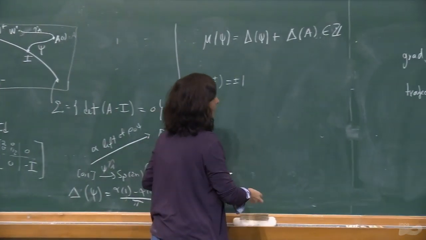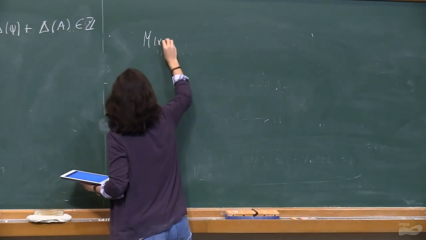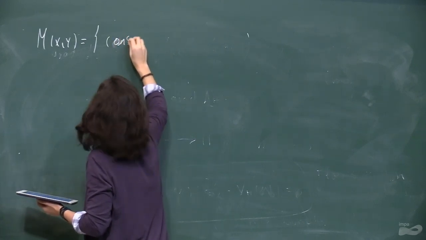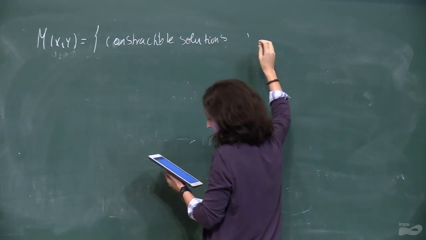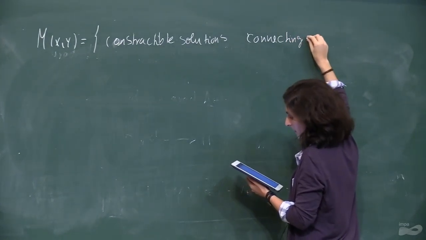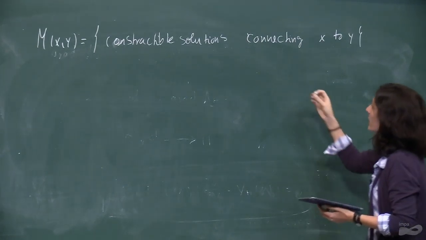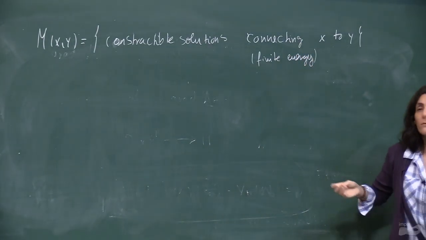Okay, so now we have our critical points of the action functional, we have an index assigned to it, we have our trajectories, so basically we can define our complex. So first I'll consider the space M(X,Y), which is given by the contractible solutions of the Floer equation connecting the orbit X to Y, and this with finite energy.